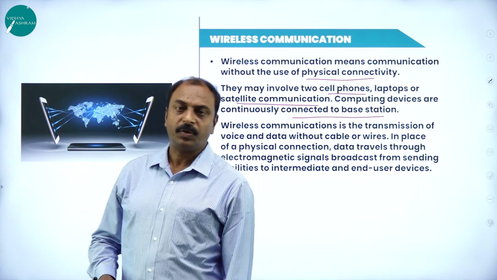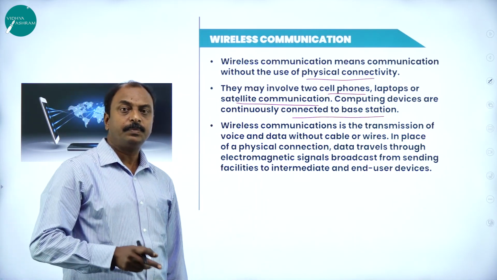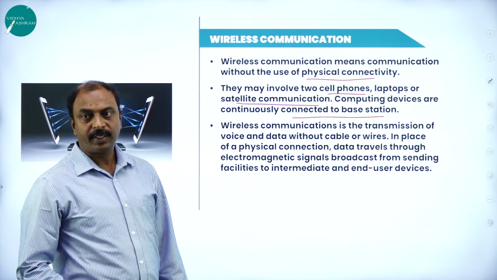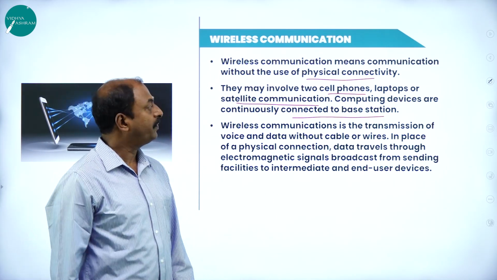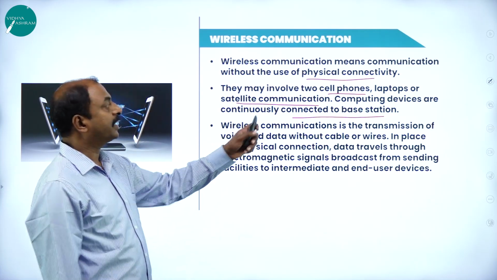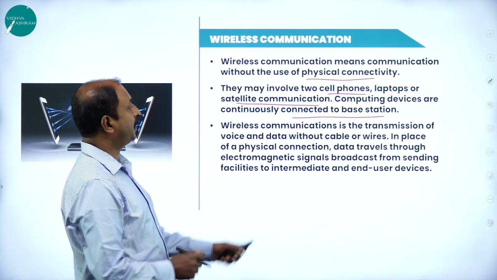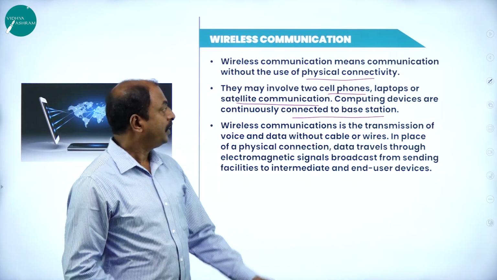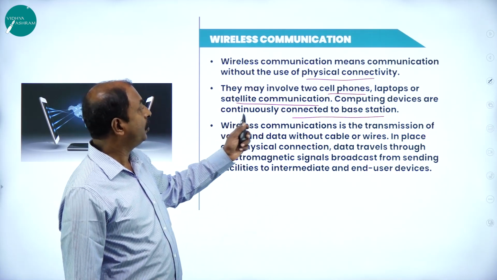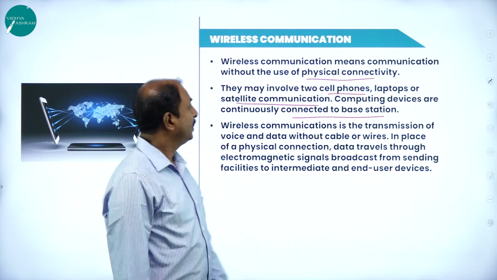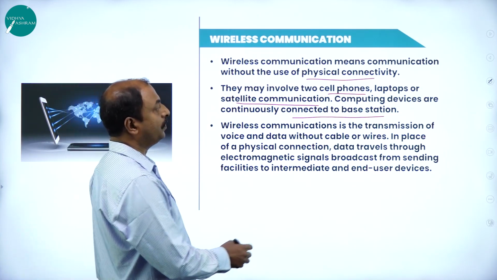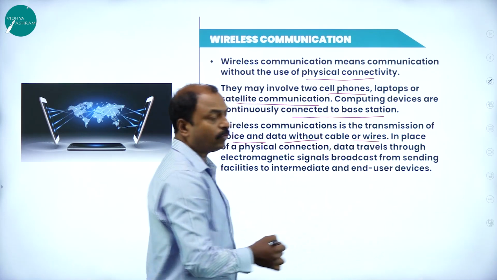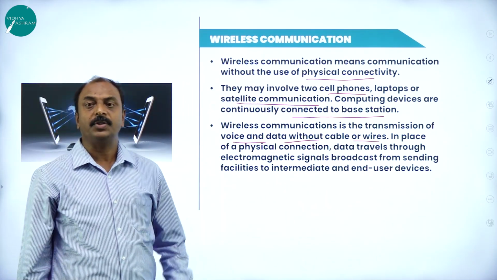So there are two concepts: one is transmitter and receiver, and one is base station. The base station is the one that receives the signals from the different communication media like satellite communication. The communicating devices, just like mobile devices, are not necessarily continuously connected to the base station. So that is wireless communication. It is the transmission of voice and data without cable or wires. That's the definition of wireless communication.